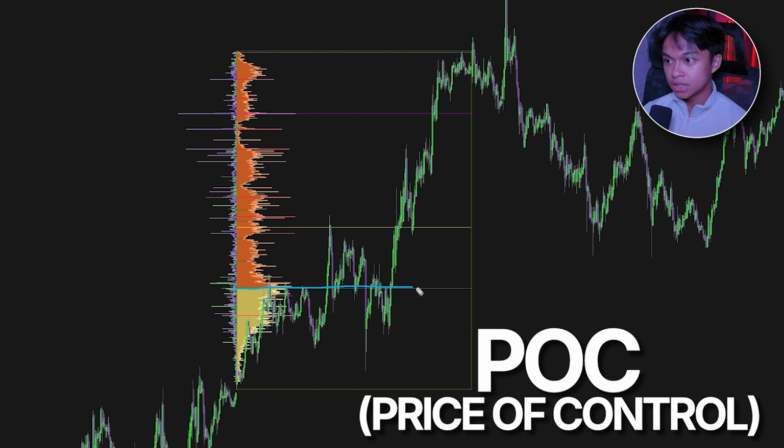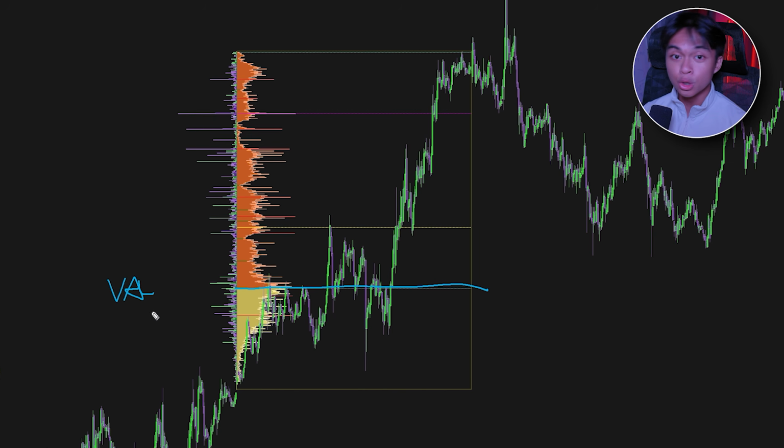Okay, so remember guys, this is the value area low. Every time it's under value area low, you want to be buying. And the next thing is going to be the POC.